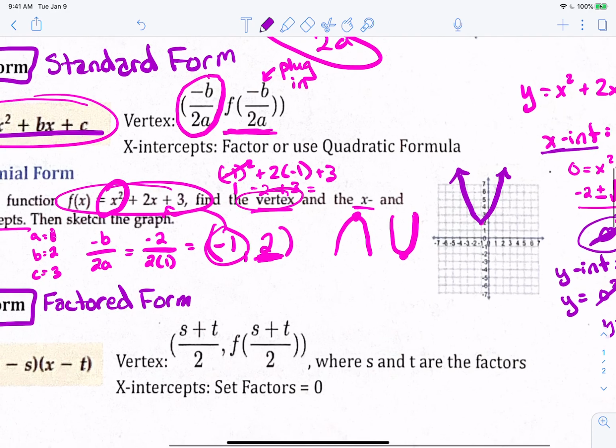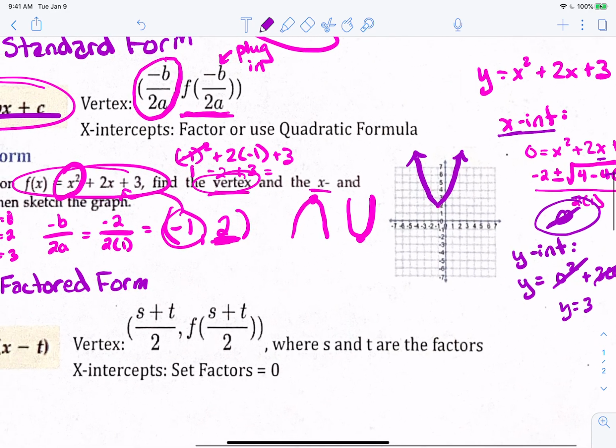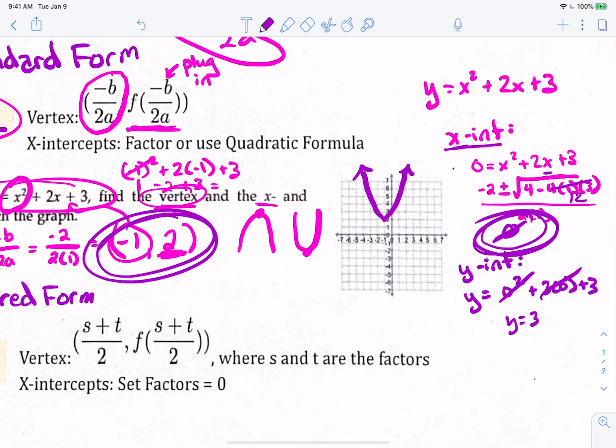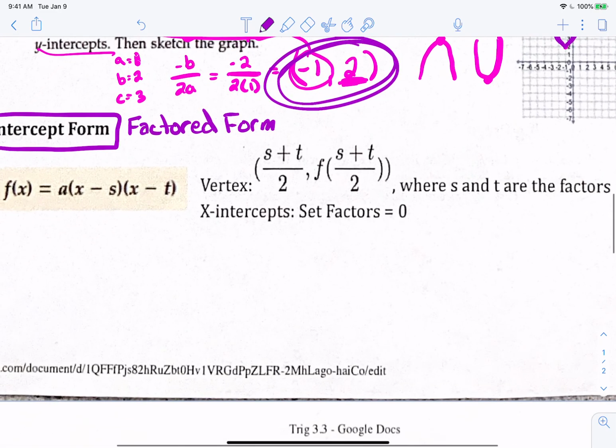What are our answers? The vertex is negative 1, 2. The x-intercept is nothing. The y-intercept is 3. Those are the purple circled things. And that results in the graph of that parabola right there. Okay, good? All right, next.